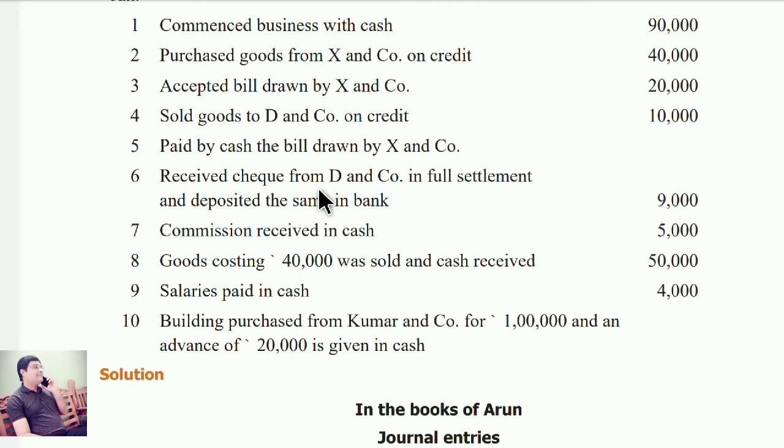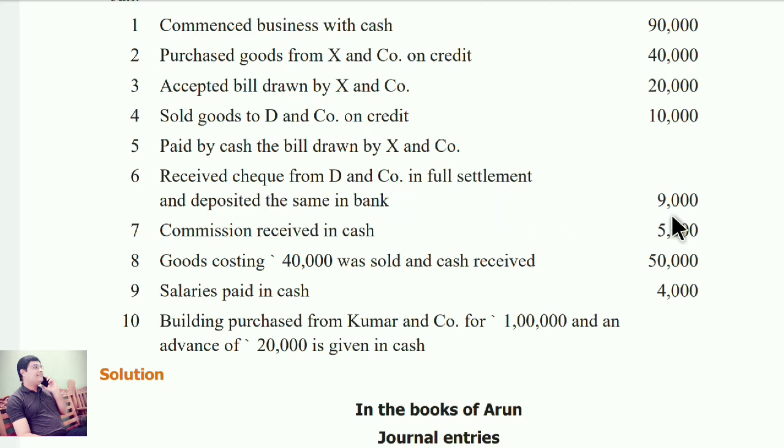Received check from DN Company. You receive the check from DN Company in full settlement and deposit the same into bank, rupees 9,000. Actually, how much goods had we sold to DN Company? Sold goods to DN Company for rupees 10,000. Now how much did he pay through check? Rupees 9,000. So we settled the amount.